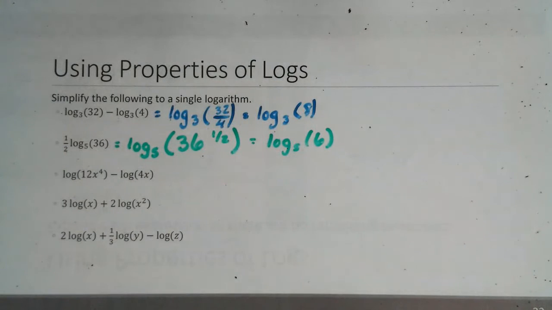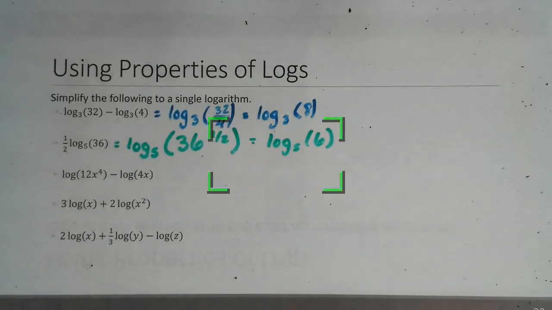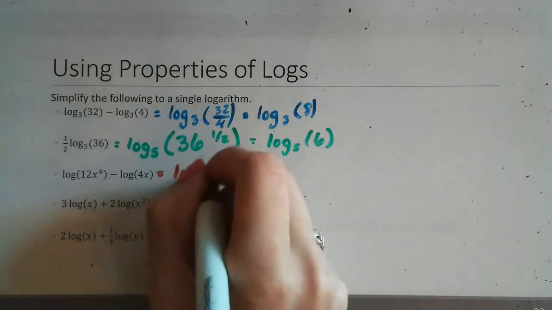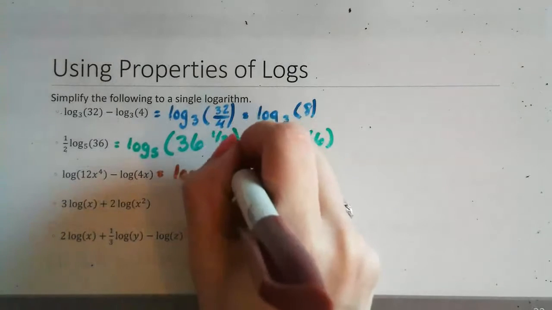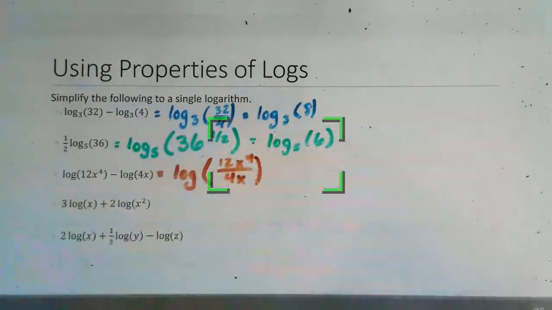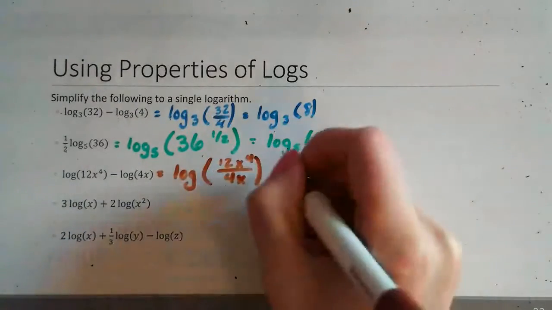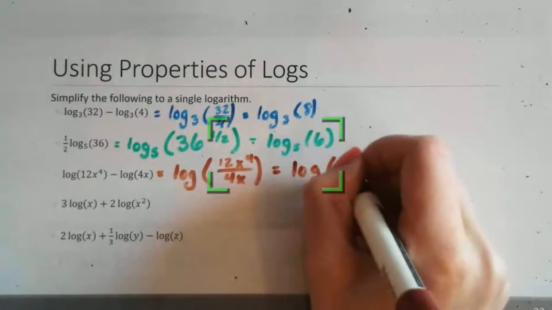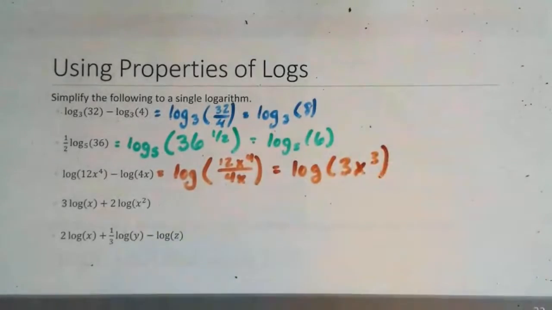Next up, we're looking at the log of 12x to the 4th minus the log of 4x. They are subtracted, so I'm going to divide. We get log of 12x to the 4th over 4x. And if I reduce what's in the parentheses, I get log of 3x cubed.